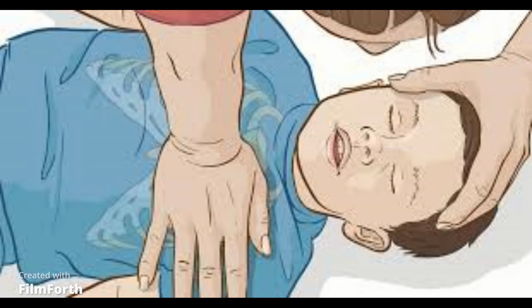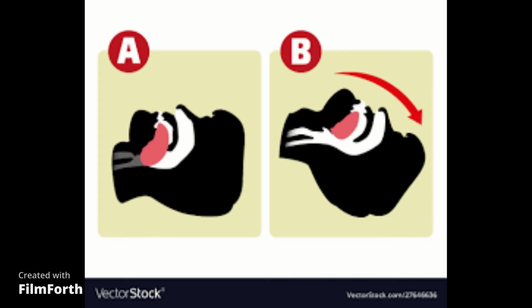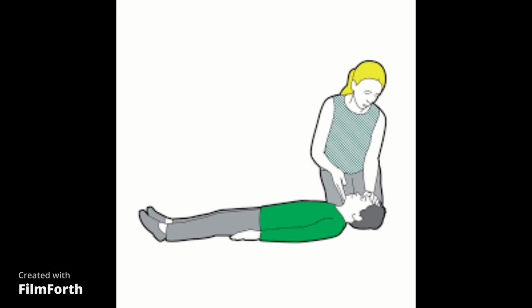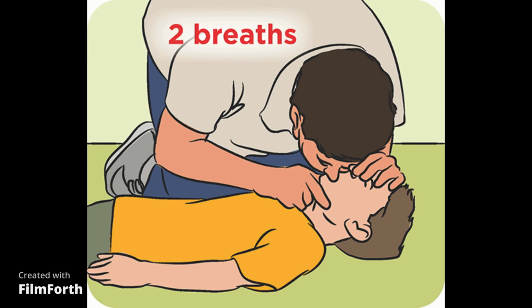If there is no pulse, administer 30 chest compressions, 1 hand and 2 inches. A refers to airway. Ensure the airway is not obstructed. Tilt the head back and lift the neck to clear the airway. B refers to breathing. Pinch the child's nose or cover his mouth and nose with your mouth, making a tight seal, and give 2 breaths, watching for the chest to rise with each breath.